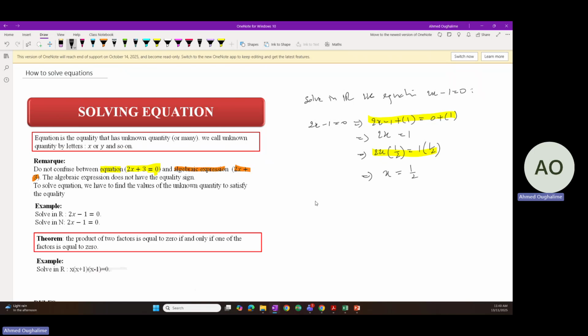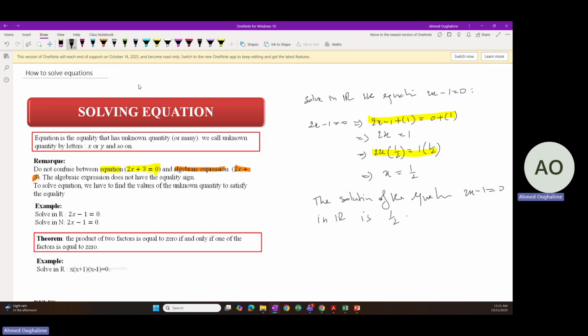So the solution of the equation 2x minus 1 equal to 0 in R is half. So this is the solution in R. Okay, remember R is the biggest possible set for us.